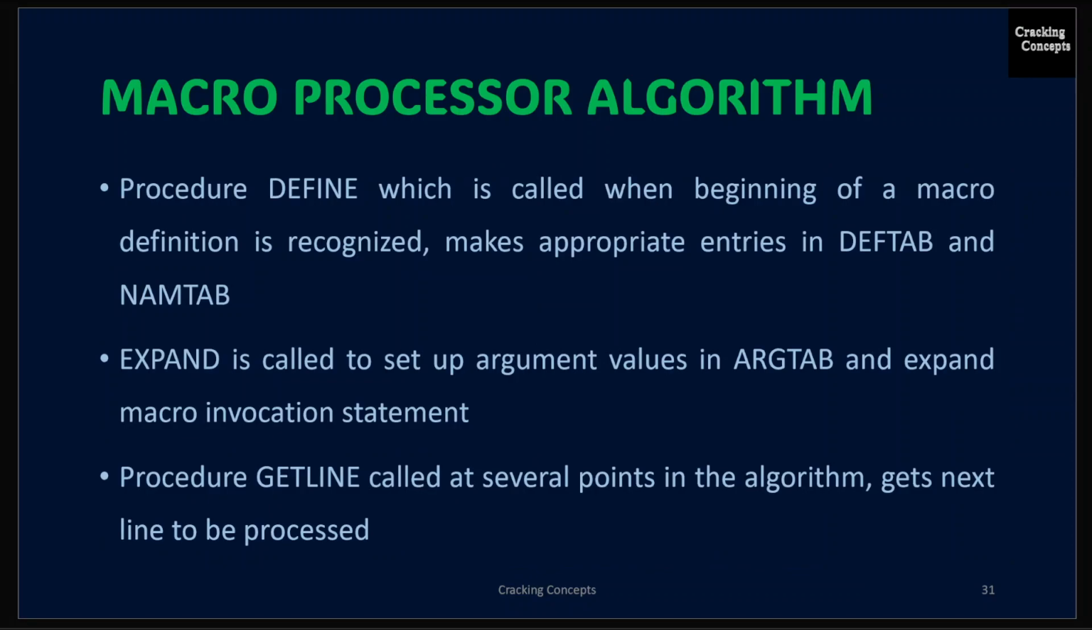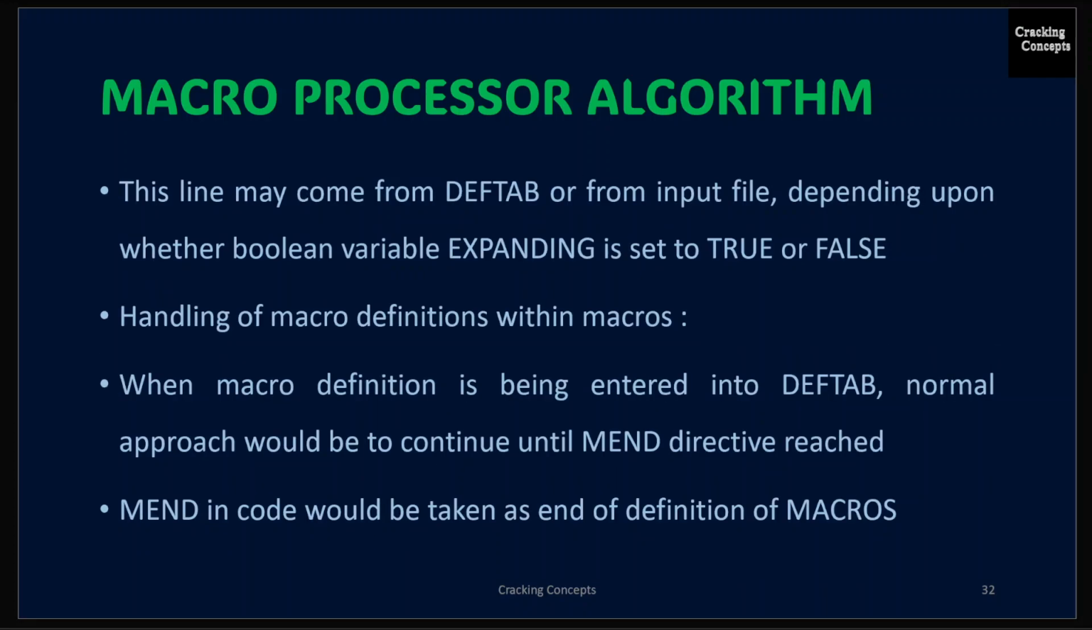Now the procedure define, which is called when the beginning of a macro definition is recognized, makes the appropriate entries into def tab and num tab. Expand is called to set up the argument values in arg tab and expand a macro invocation statement. The procedure getLine, which is used at several points in the algorithm, gets the next line to be processed. This line may come from def tab, that is the next line of a macro being expanded, or from the input file depending upon whether the Boolean variable expanding is set to true or false.